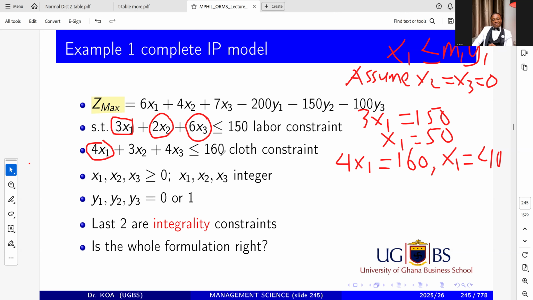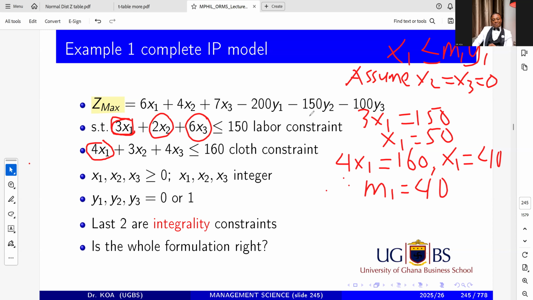Is that binding? No. 200 is not less than 160, and it's not equal to 160. So that is wrong. Now take the 40. You put the 40 here, it will be 120, 3 times 40. Is that feasible? Yes, it fits because it's less than 150. You put the 40 here too, you get 160, which is equal to this 160. Is that feasible? Yes. So 40 satisfies the two constraints. Therefore, M1 equals 40.